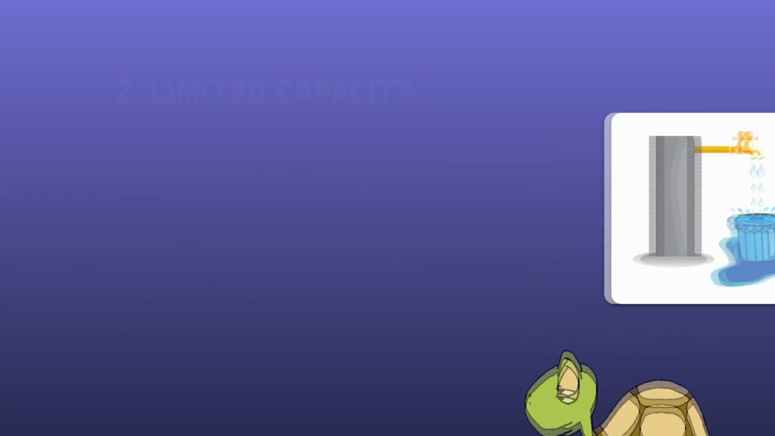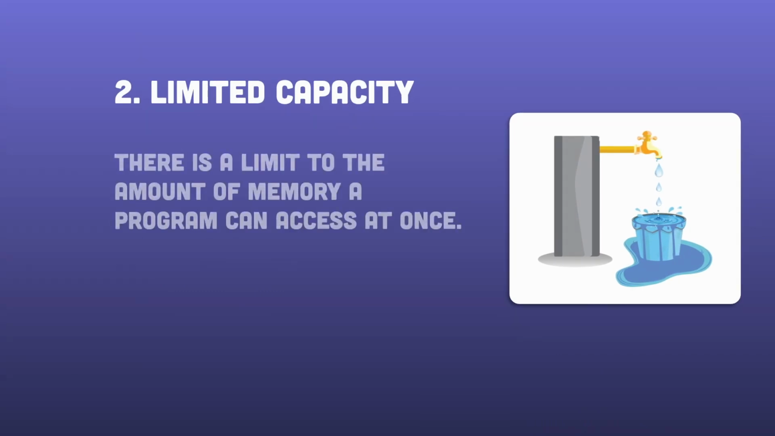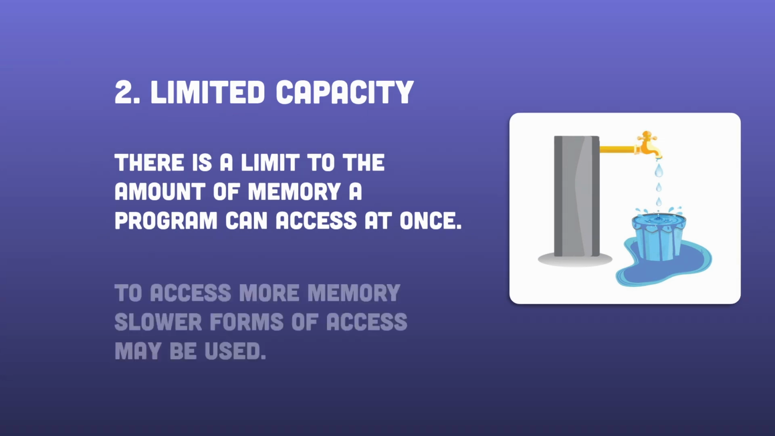The second disadvantage is limited capacity. Memory capacity is limited, which means that a program can only access a certain amount of data at a given time. This can be a problem for programs that need to process large amounts of data, such as video editing software or scientific simulations. For example, a program that needs to process a large data set may need to use multiple memory blocks or paging techniques, which can slow down the program's performance.